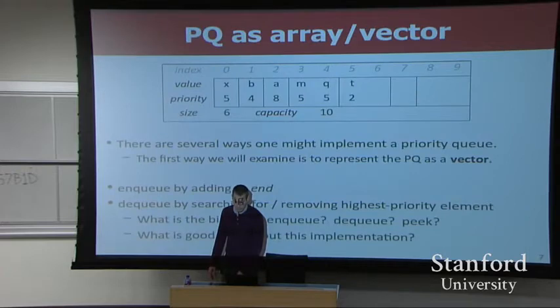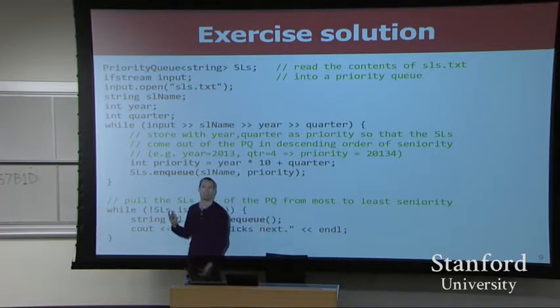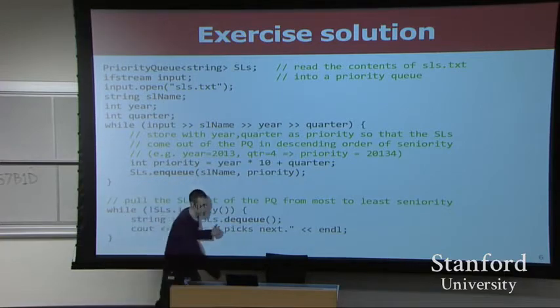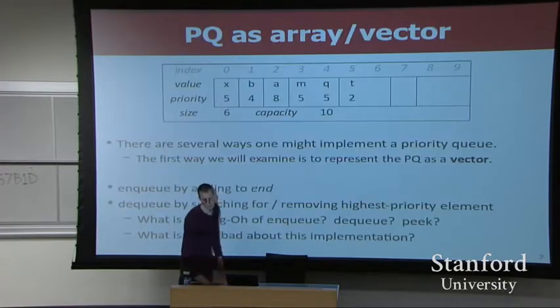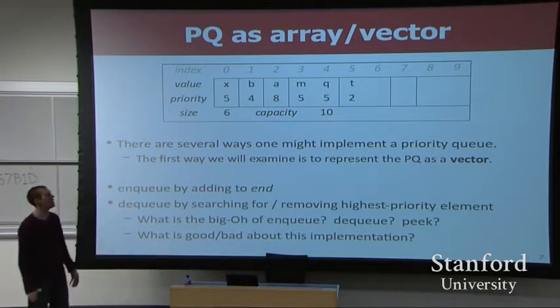Now, the question that this raises is, if the Stanford library didn't come with this, how would you build this thing? What's it doing internally in order to be able to support this sort of behavior? How does it work? Well, there's a couple of ways you could do it. You could build it using an array or a vector or something like that.